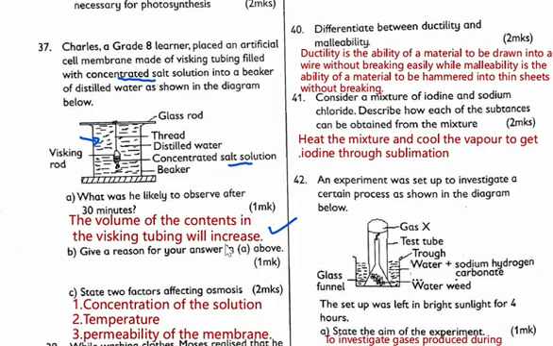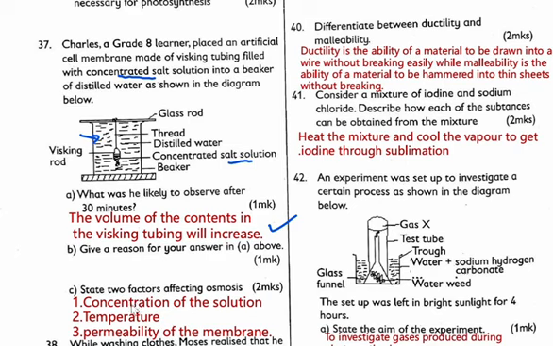So let us go to part C. Give 2 factors affecting osmosis, 2 marks. From number 1, you know that the concentration of the solution affects it, also temperature affects it, and the permeability of the membrane. These are the factors that affect osmosis.